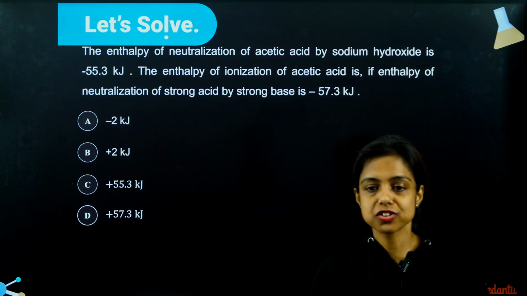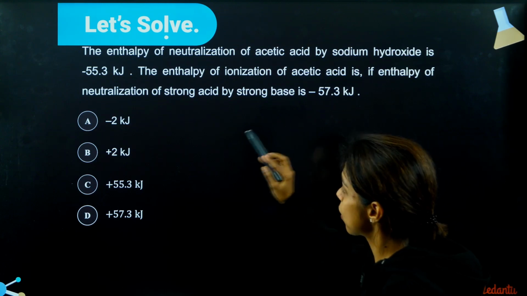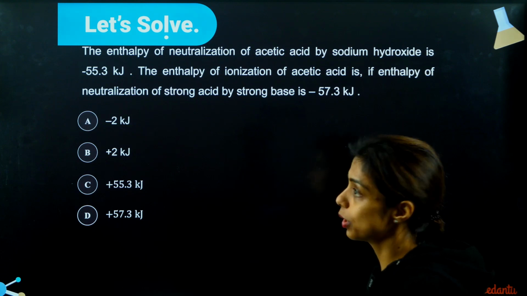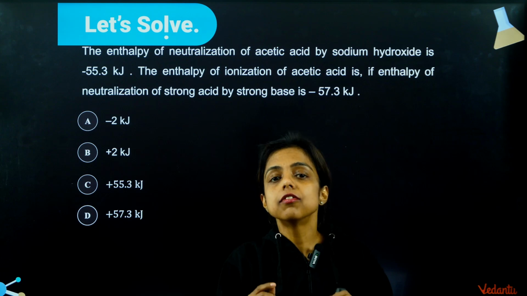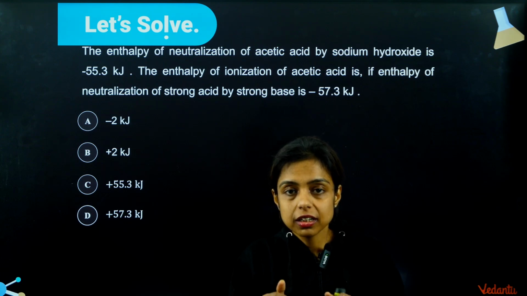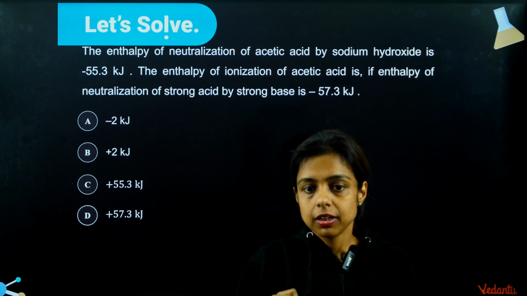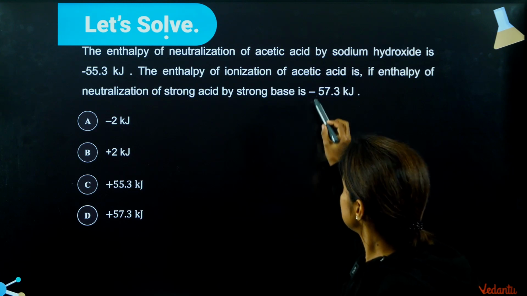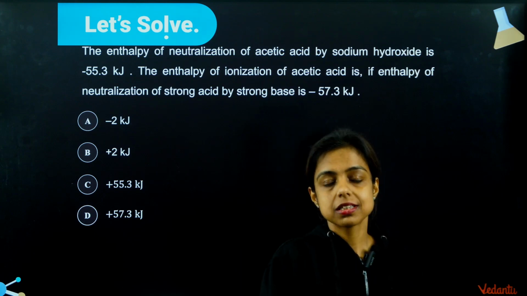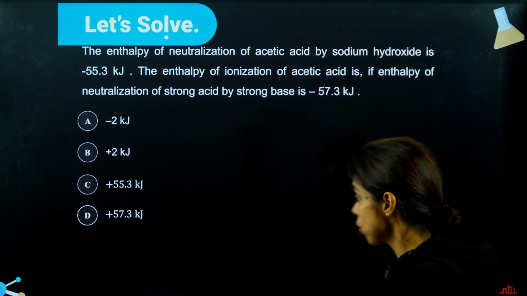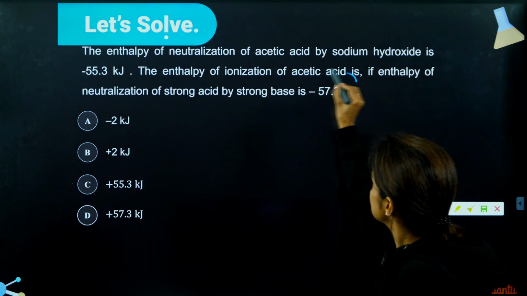Now let's have the next question, guys. The enthalpy of neutralization of acetic acid by sodium hydroxide is minus 55.3 kilojoule. So basically, you know, acetic acid is a weak acid, right? So we need to dissociate this weak acid by applying energy. And if instead of acetic acid, neutralization of the base is done by a strong acid, the overall released energy, that is the enthalpy of neutralization, is this, right?